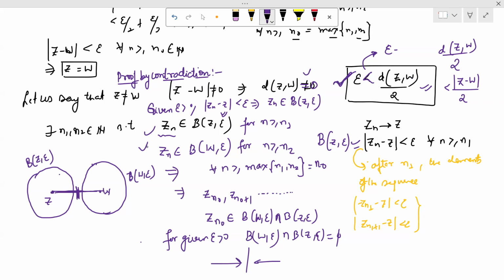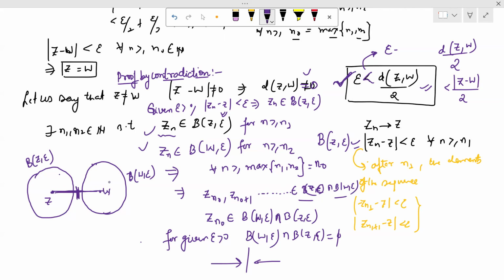Now, if Zn converges towards Z and Zn also converges to W, that implies that after some n1 the elements of the sequence will be contained in the open ball centered at Z, and after n2, the elements of Zn will be contained in the open ball centered at W. Now, it implies what? After the maximum of n1 comma n2, let's say n naught, all these elements will be contained in both of these open balls. It implies they will be contained in the intersection of both of these open balls. It implies that this should be non-empty.